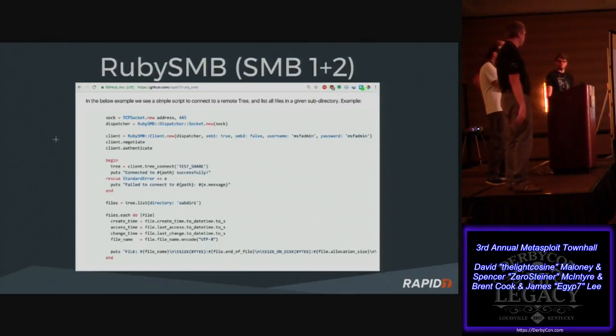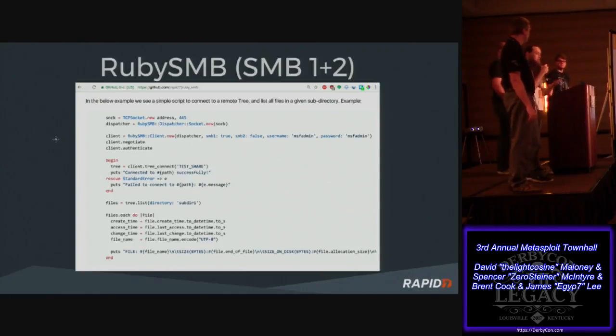Oh, sure. So, as Brent mentioned, for a lot of things, you need a protocol implemented in Ruby to be able to take advantage of it in Metasploit. That's the reason for the existence of the Ruby SMB project, implementing all of SMB 1 and 2 in Ruby so that we can use it directly for Metasploit modules. It's still a work in progress. It's a very large task, but it does a lot already.